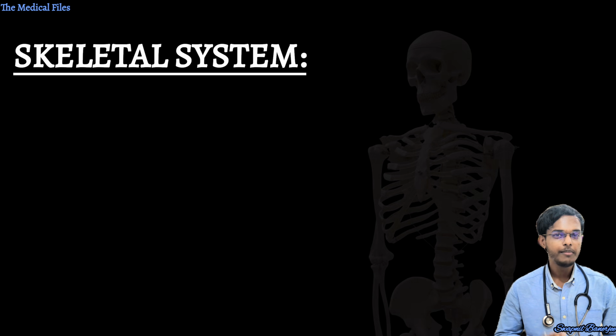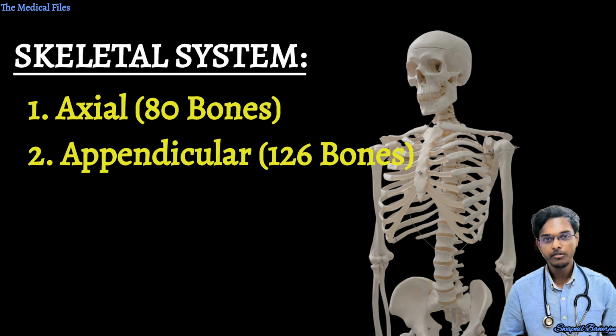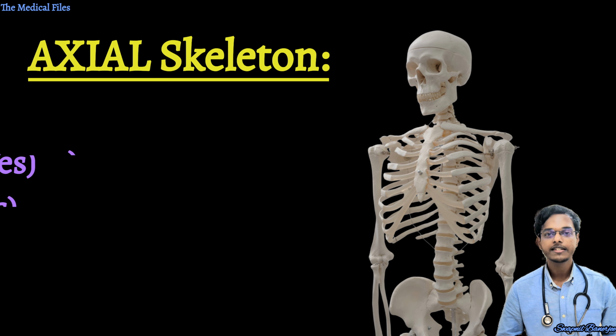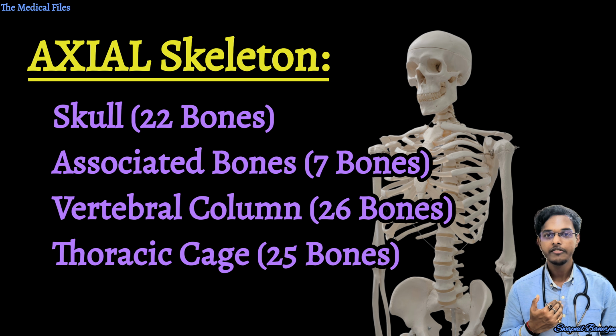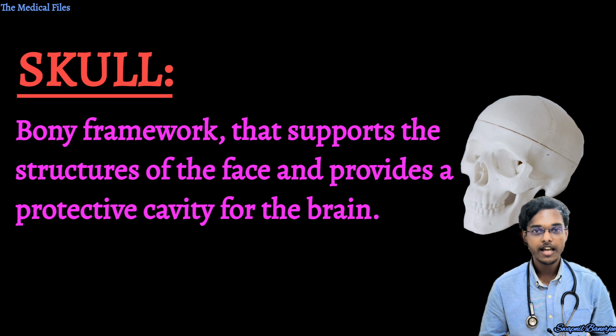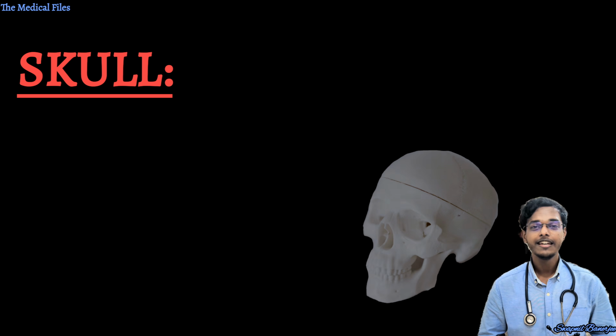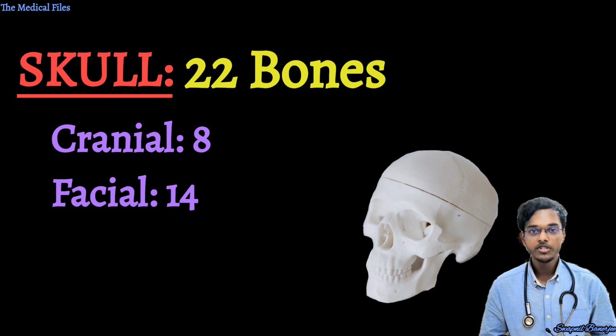So we can actually divide the complete skeleton into two parts: one, the axial part, and one, the appendicular part. Now the axial part contains our skull, the thoracic part, that is the ribs, sternum, and the vertebrae. Now going into a bit more detail, the skull. Skull is the bony part that protects our brain from the outer environment and also makes our face. So it contains in total 22 bones, 8 bones in the cranium and 14 bones in the facial part.